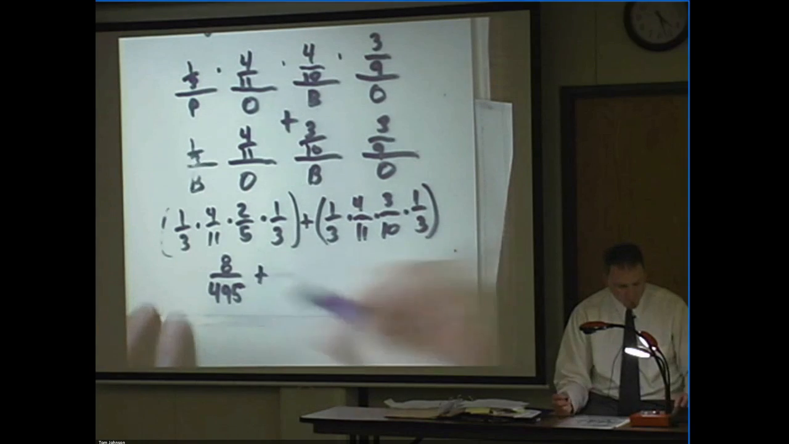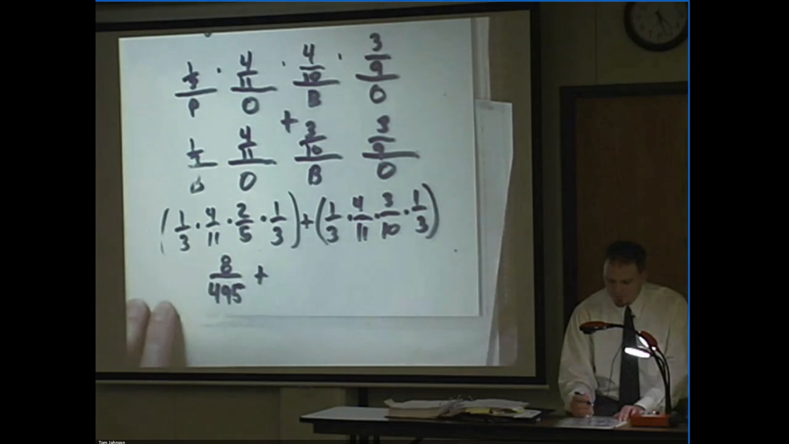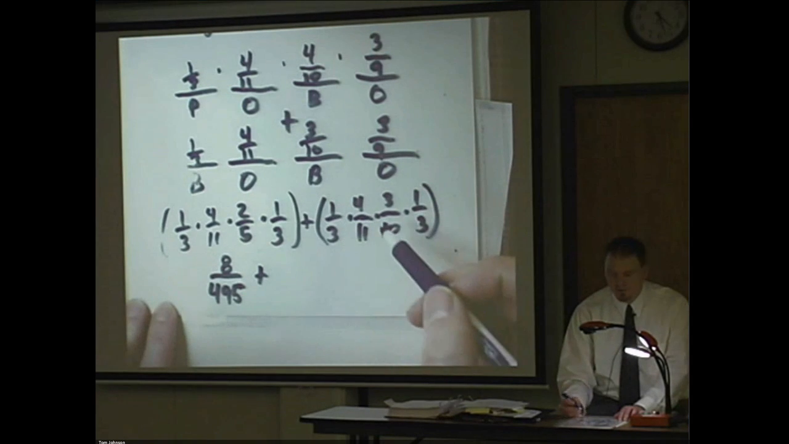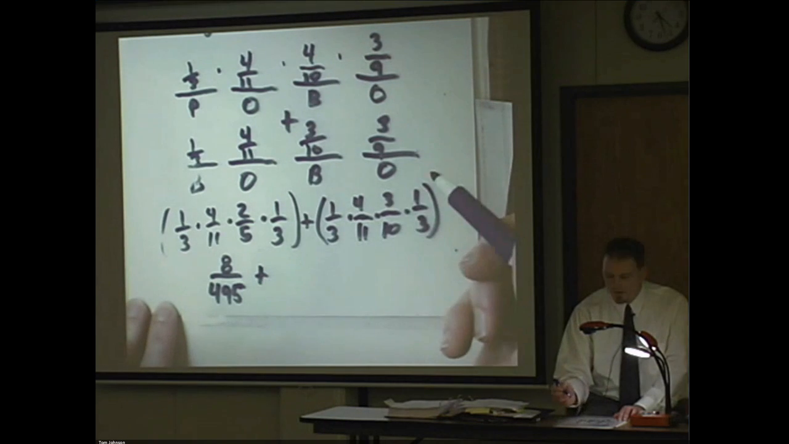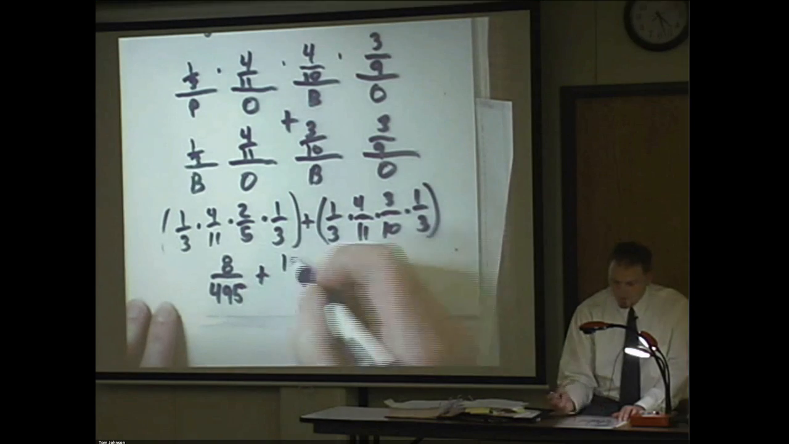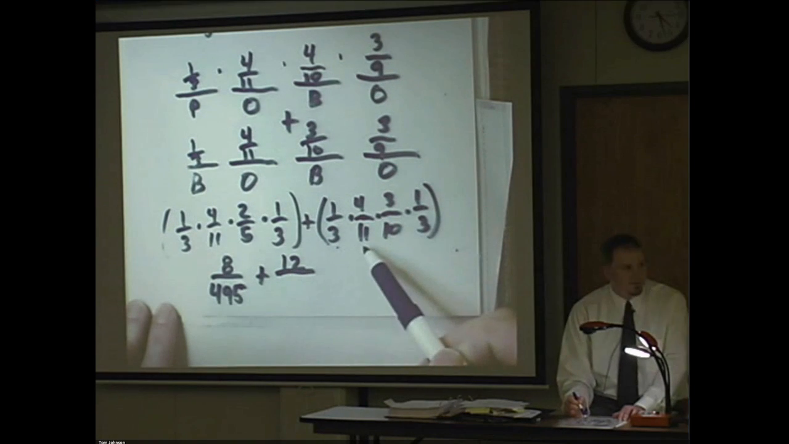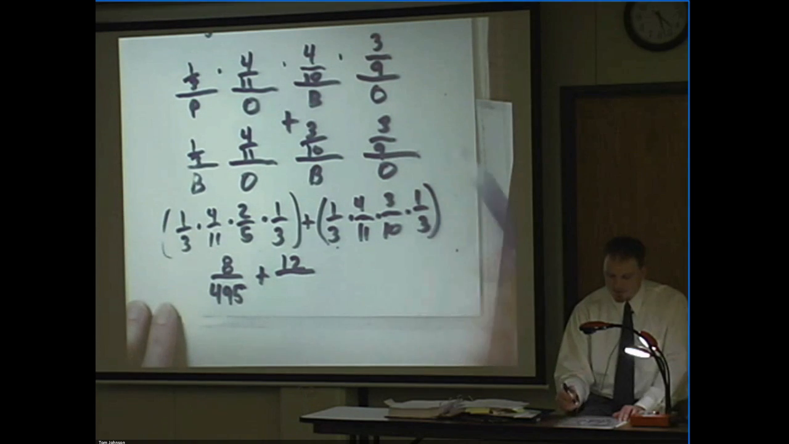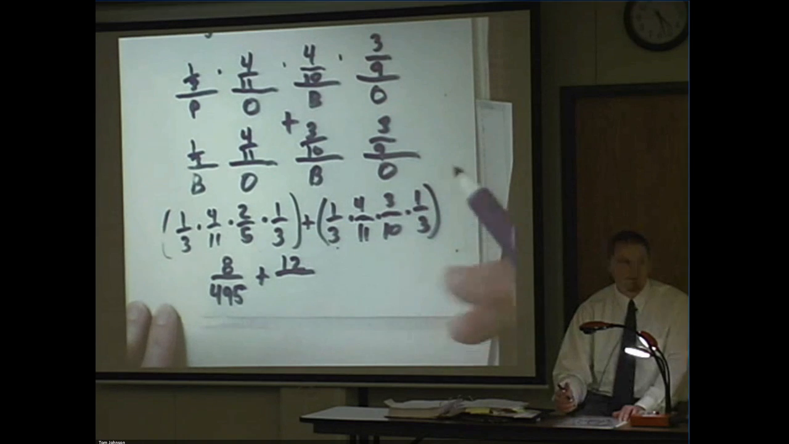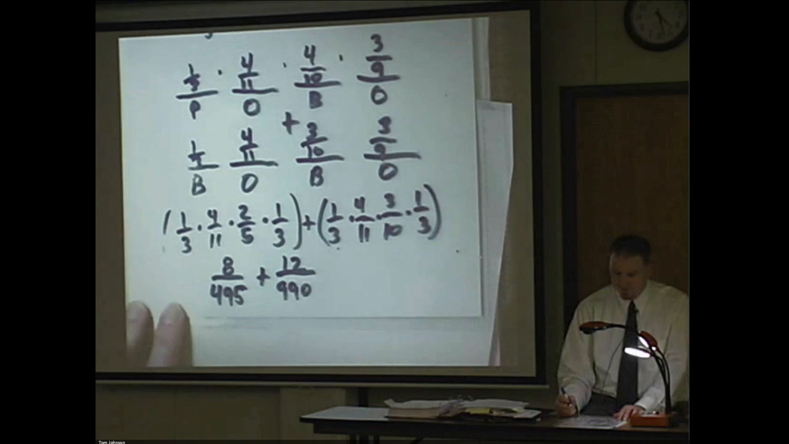Then, to that, we're going to add, what's 1 times 4? Okay, so 1 times 4 is 4, times 3 is 12, times 1 is still just 12. And 3 times 11 is 33, times 10 is 330, times 3, 990. All right.